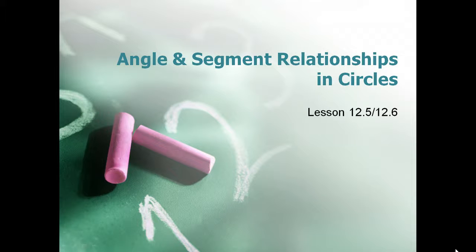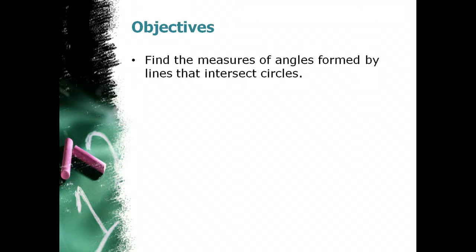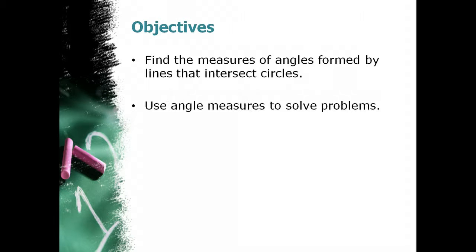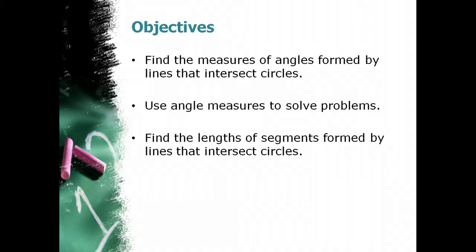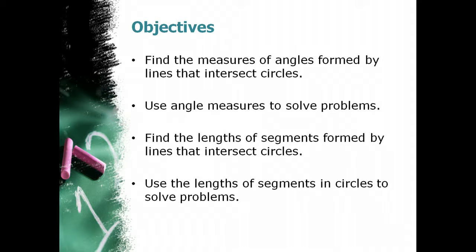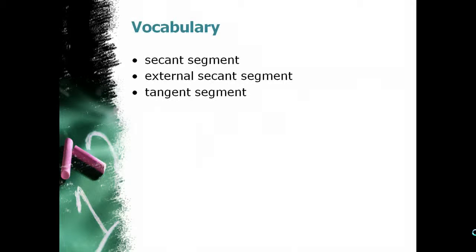Lesson 12.5 and 12.6, Angle and Segment Relationships in Circles. The objectives of the lesson are to find the measures of angles formed by lines that intersect circles, use angle measures to solve problems, find the lengths of segments formed by lines that intersect circles, and use those lengths to solve problems. The vocabulary words you're learning today are secant segment, external secant segment, and tangent segment.